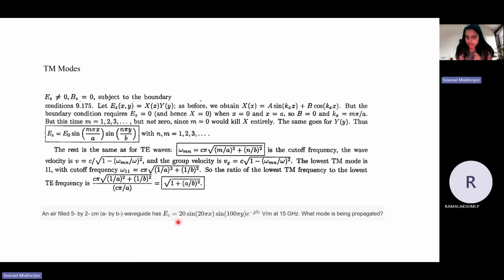EZ is a non-zero quantity, which is already telling you that it's a transverse magnetic mode that we are talking about. Now, if we compare this form with this form, and we know A and B, we can directly find the values of M and N, just by comparing and putting in the values of A and B. In that way, you can find what mode we are talking about. These are very standard questions. You can try to solve this kind of question.